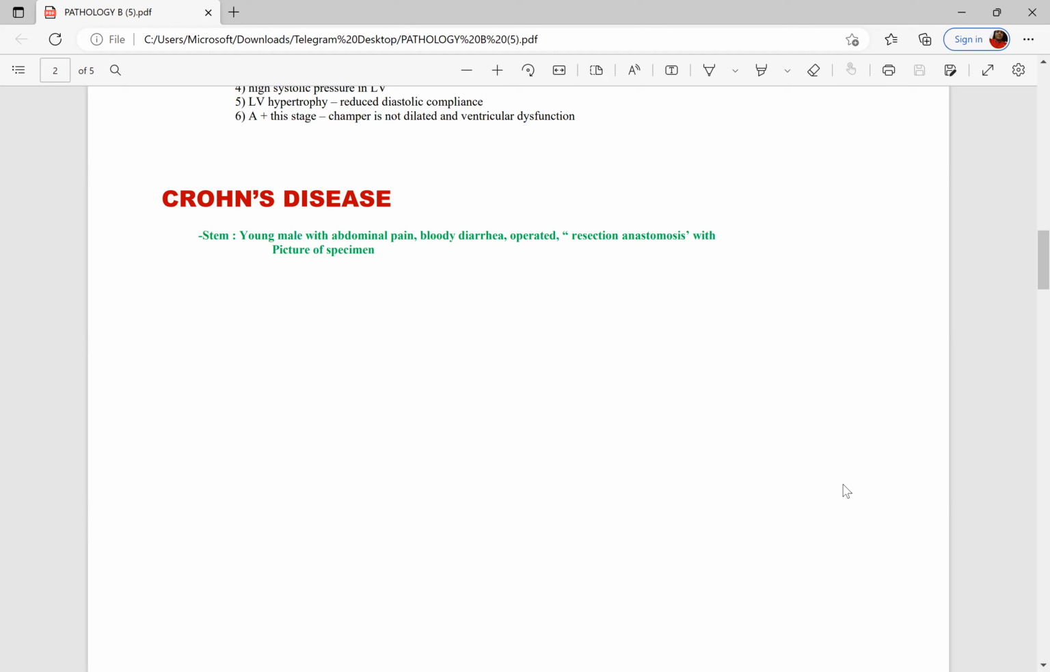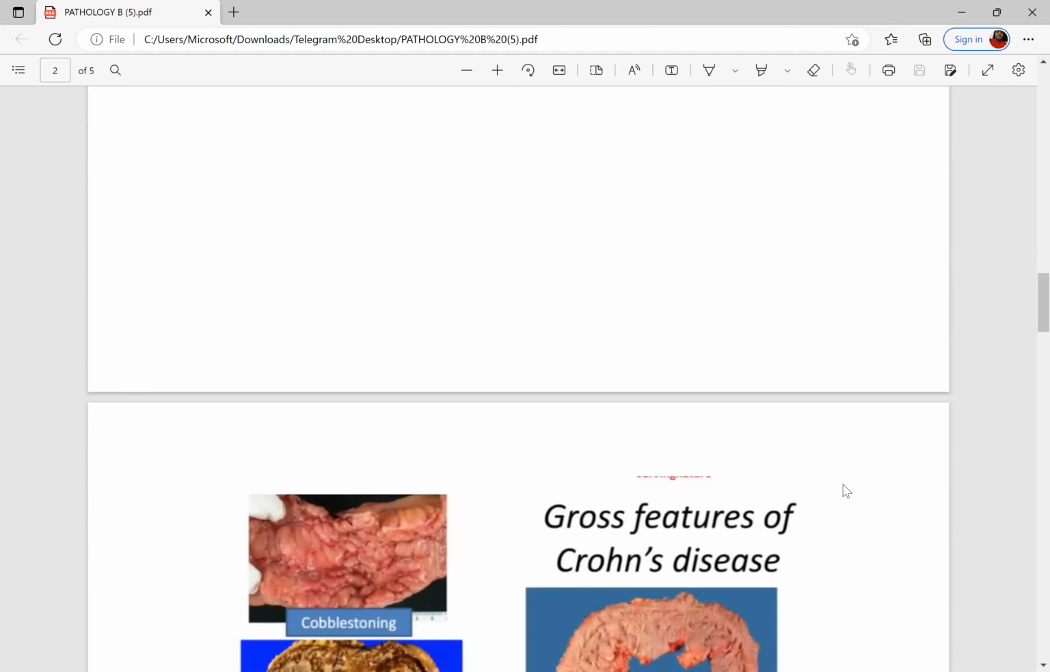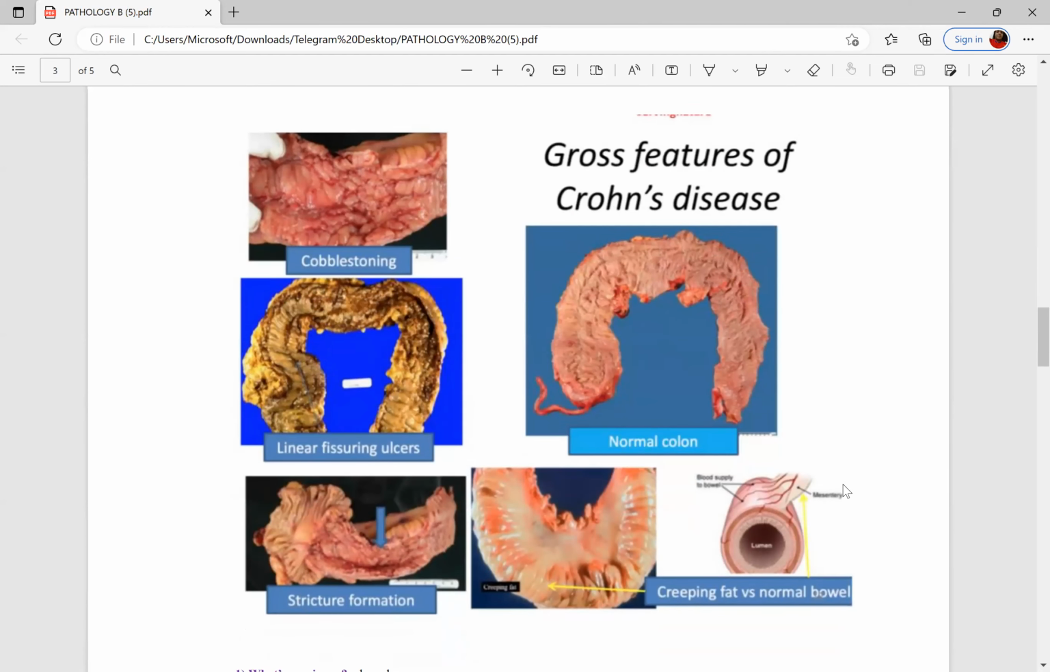Young male with abdominal pain and bloody diarrhea, operated with resection and anastomosis done, with a picture of a specimen shown to him. My friend told me exactly: they brought a small bowel, and it's filled with rice. I think he means this picture, cobblestone. He said it's a picture filled with rice, like this or this. So the examiner asked what this was.